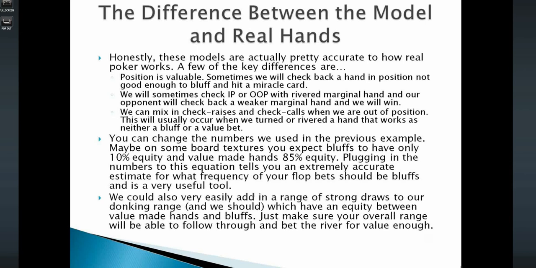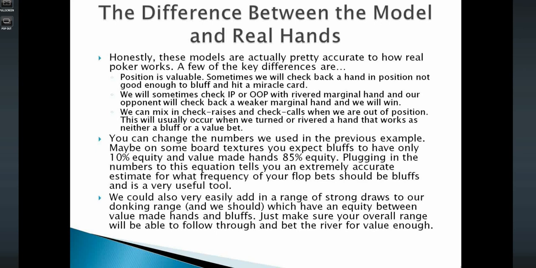We could also very easily add in a range of strong draws to our donking range, and we should, which have an equity between value made hands and bluffs. Just make sure your overall range will be able to follow through and bet the river for value enough. As you remember, we needed to be able to bet the turn and river for value 34.3% of the time. Strong draws usually have around 40% equity, so they are going to be able to usually bet the turn and the river for value more than we need.